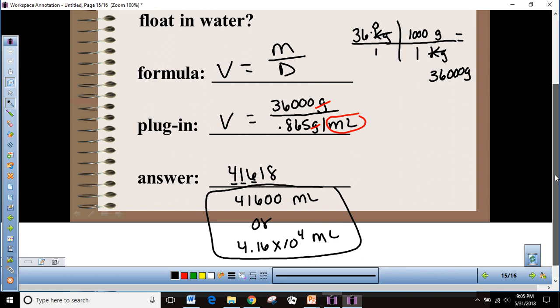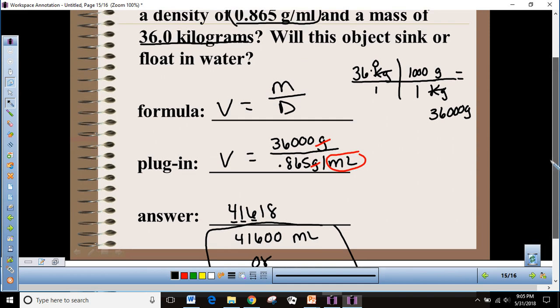Most students say, oh my goodness, it's 41,600. This thing is definitely going to sink. Nope, this thing is going to float. Why is it going to float? Because of this density. The density determines whether or not an object sinks or floats, not the volume. That's why ships can float. It has to do with their buoyancy, their density as well.